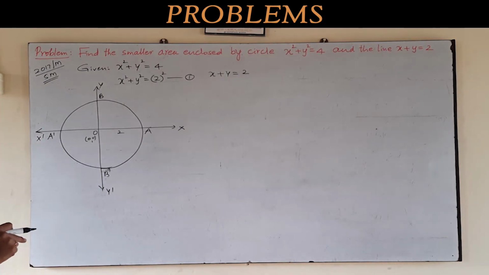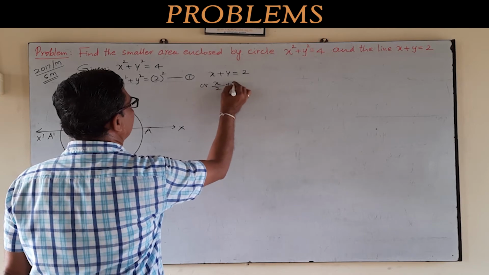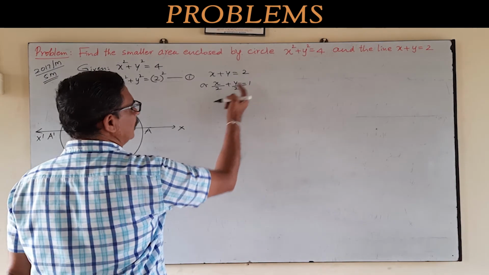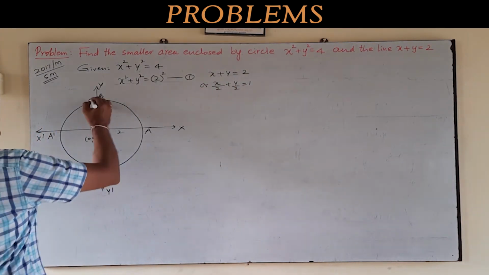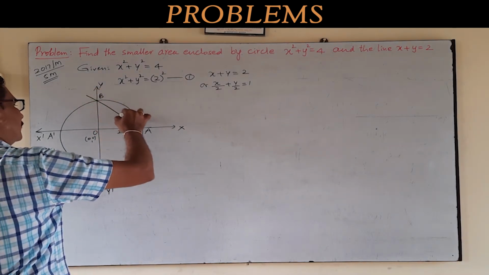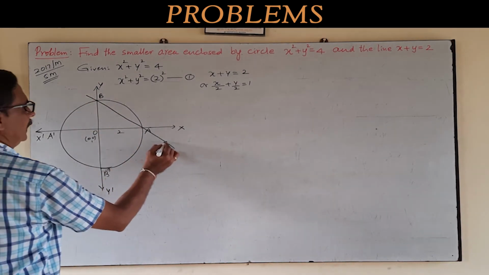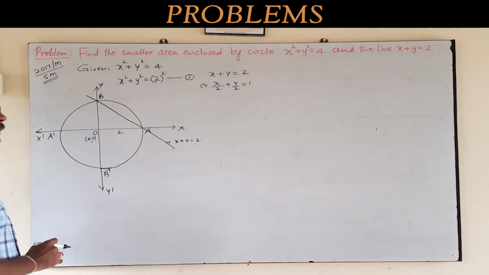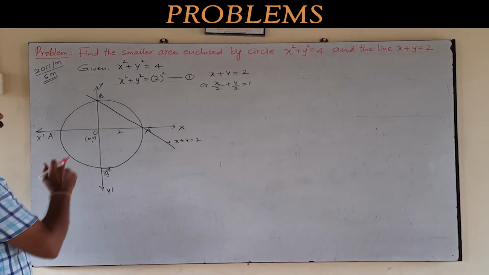It is in the intercept form. Now divide both sides by 2, we get x by 2 plus y by 2 is equal to 1. Now it is in the form x by a plus y upon b is equal to 1. That equation represents intercept form. That is the line, this line cuts the x and y axes at A and B. That equation of line is x by 2 plus y by 2 is equal to 1 or x plus y is equal to 2. Okay, now the question, find the smaller area enclosed by the circle.